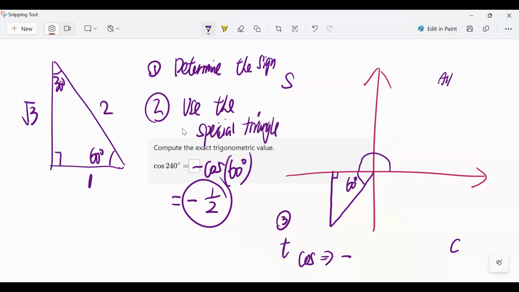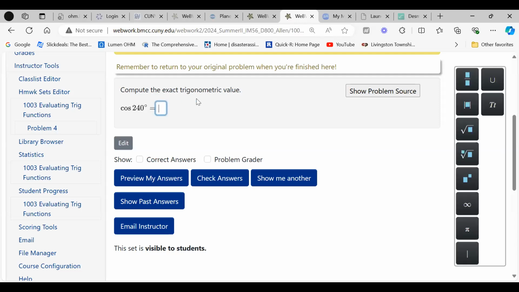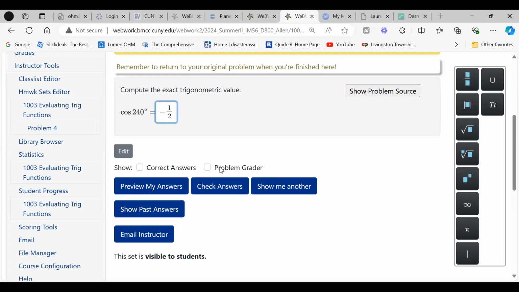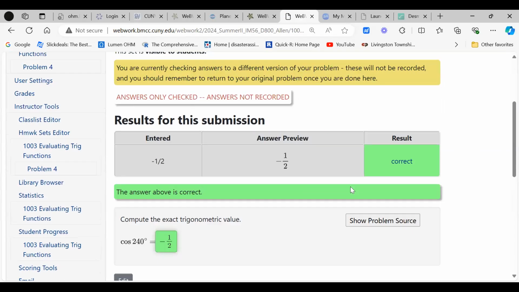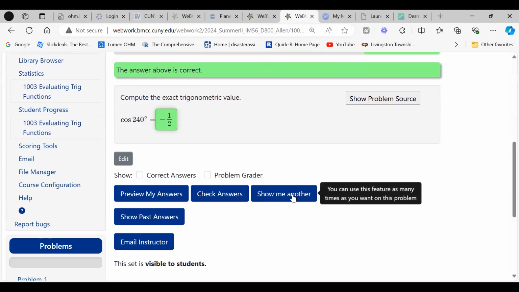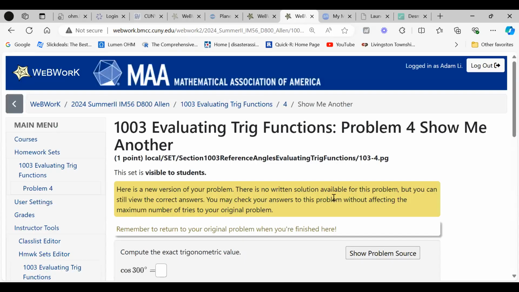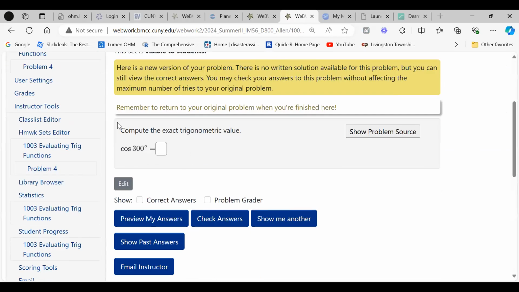So that's how you tackle this type of problem. All right, so the answer is negative half in this problem. Okay, you guys try another question here. Cosine 300 degrees. Let's see.